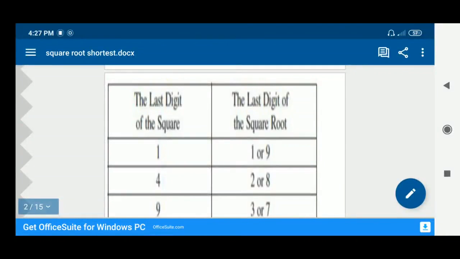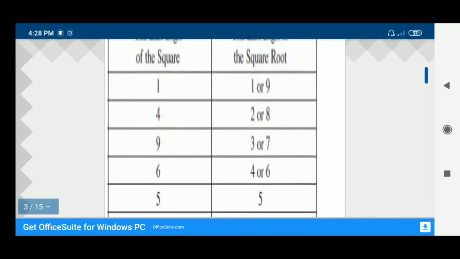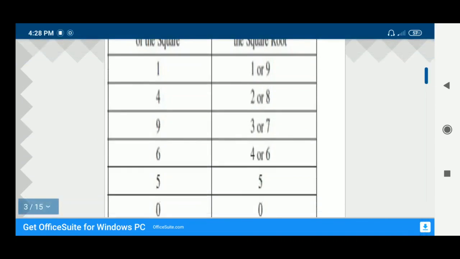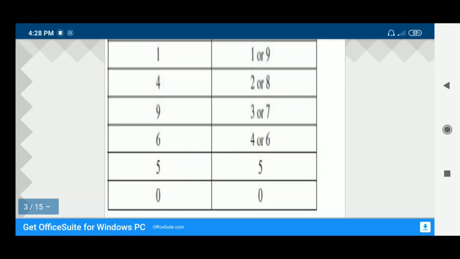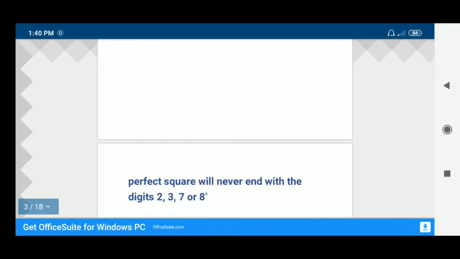This is the second table, the most important table. If the last digit of the square is 1, then the last digit of the square root will be 1 or 9. If the last digit of the square is 4, the last digit of the square root will be 2 or 8. If the last digit of the square is 9, the last digit of the square root will be 3 or 7. If it's 6, 4 or 6. If it's 5, 5. If it's 0, 0. Remember, note the point that a perfect square never ends with the number 2, 3, 7 or 8.